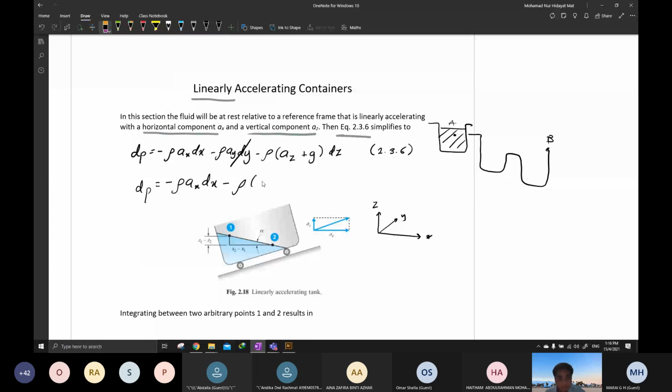Ax, and Az plus g, dz. So this equation, let's say equation 2.5.1, is based on chapter 3. Okay, this is chapter 5. So from chapter 3, we explore further this kind of equation and lead to this equation, where we simplify into this kind of terms. We consider the x and z components.